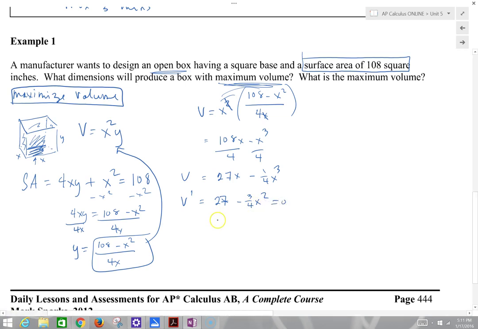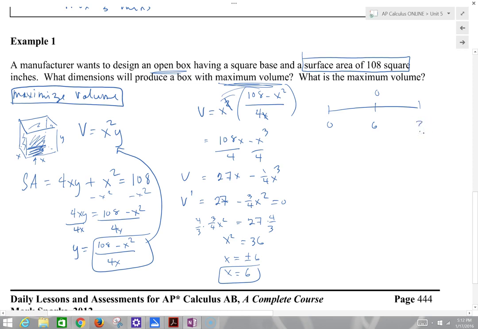Solve for x. I'm going to add 3/4 x squared to both sides, to keep everything positive. So we get x squared is equal to 9 times 4, 36. So x is equal to plus or minus 6, but since this is a real world problem, we're going to throw out the negative. So this is a possible max or min. So let's test it. 0, 6, we know the slope is 0 at 6. Who knows where it ends? Something big like that.